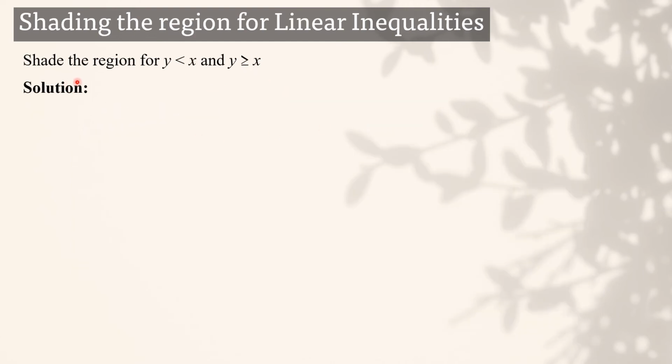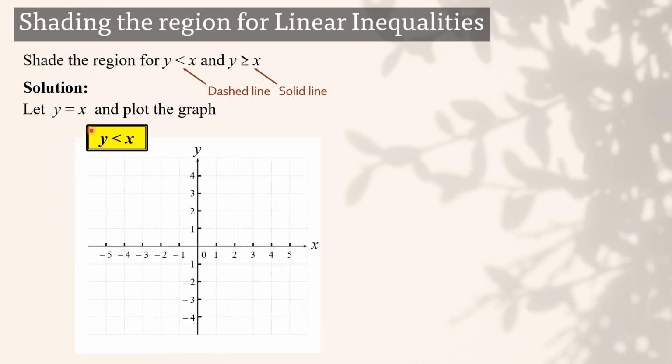Next, shade the region for y less than x and y greater than or equals to x. For this inequality sign, we're going to use a dashed line, whereas for this inequality sign, we're going to use a solid line. So first, we let y equals to x and we plot the graph. If you still remember, y equals to x is an identity line.